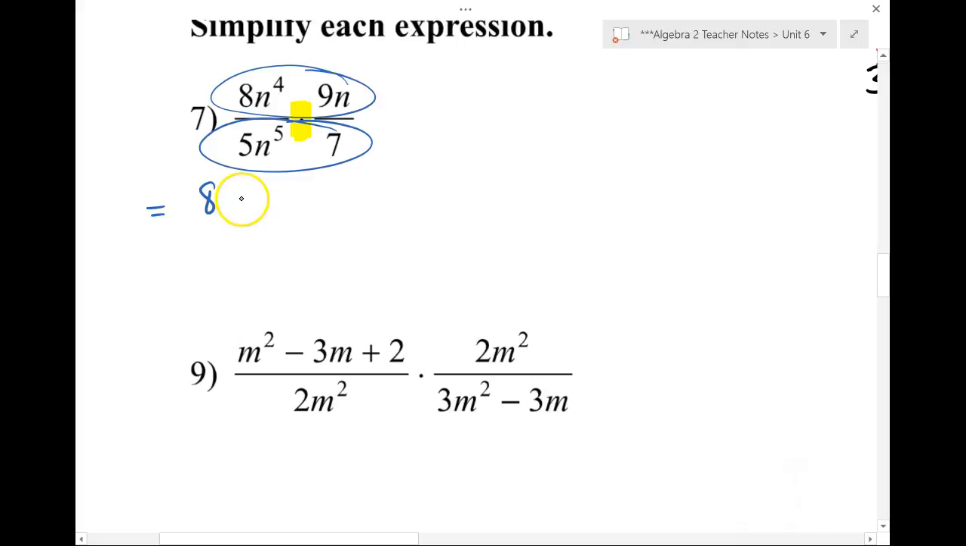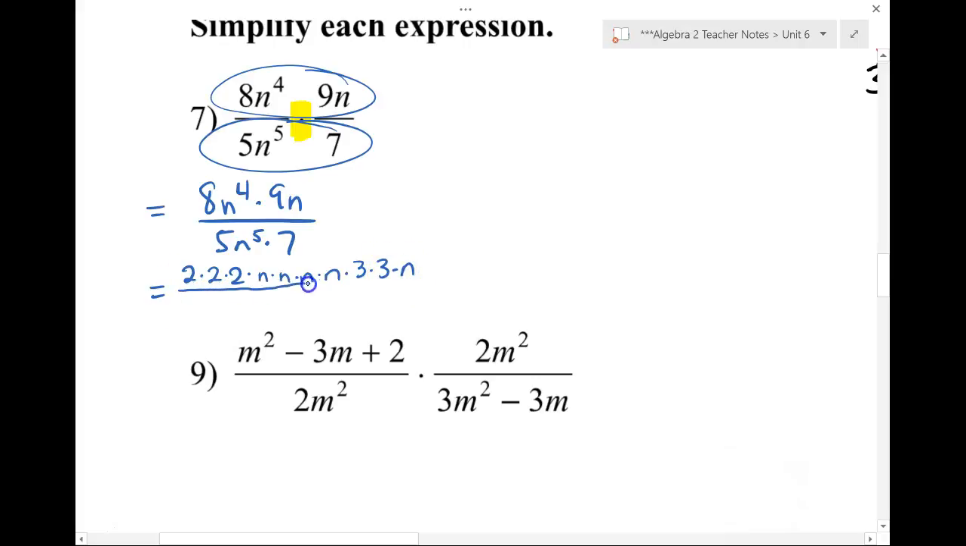So now we have 8n to the 4th times 9n, and then 5n to the 5th times 7. And now the next step is we want to try to cancel out factors. Remember, we're simplifying. So what you want to do is break down these numbers or factor them out. Well, I know that 8 factors out to 2 times 2 times 2. And I've got 4 n's because it's n to the 4th. So now n times n times n times n times 9, which factors out to 3 times 3. And then there's just one more n.